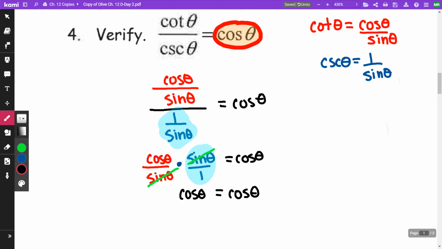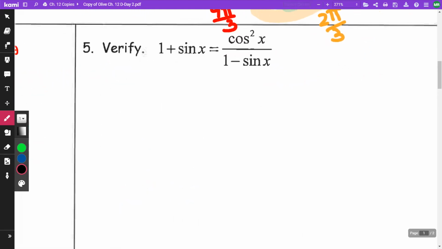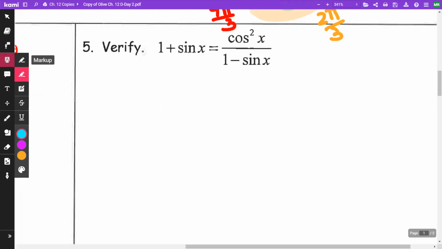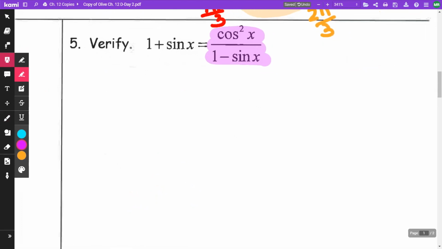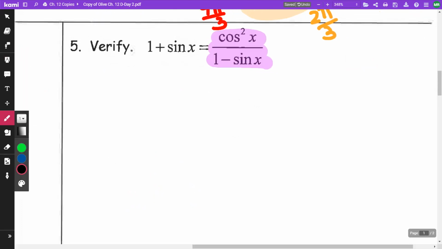On number 5, when I'm verifying this, I am trying to get a cosine squared x over 1 minus sine x. So first thing I notice is I have no denominator over here. So what I'm going to do is I can put this whole thing over 1.